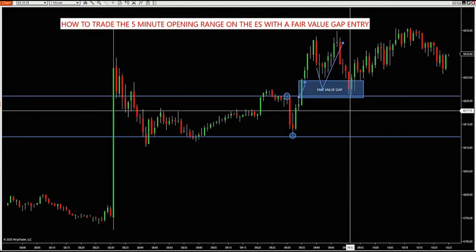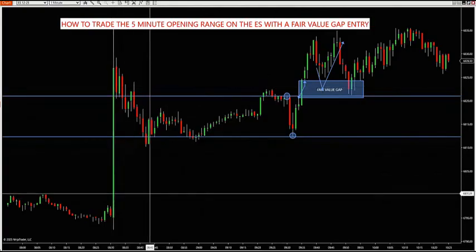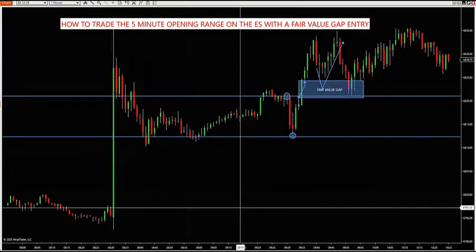CPI, the numbers came in and showed inflation is cooling. Since inflation is cooling, that is a great environment to lower interest rates. Lowering interest rates is a great environment for the stock market. So that being said, that's why you have this big giant green candle. CPI came in favorable here at 8:30 this morning.